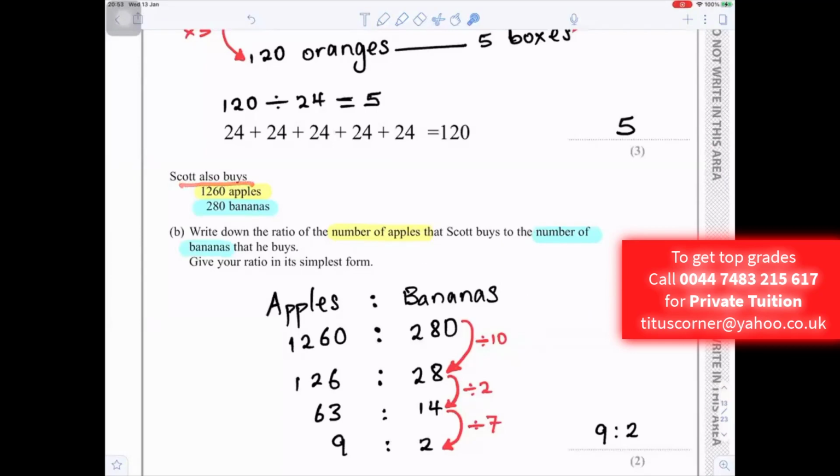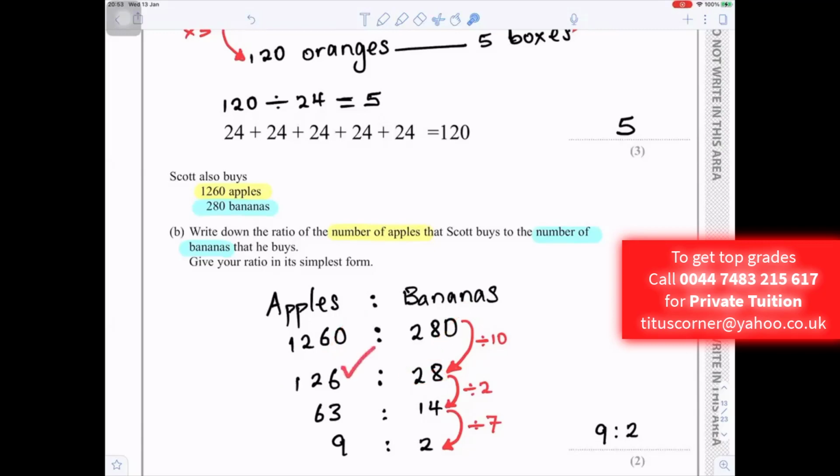Scott also buys 1,260 apples and 280 bananas. Write down the ratio of the number of apples that Scott buys to the number of bananas that he buys. Give your ratio in its simplest form. Apples is to bananas. 1,260 apples, 280 bananas. You simplify, you can divide by 10 on the left, divide by 10 on the right. So 126 is to 28. You just cross out the zeros when you divide by 10.